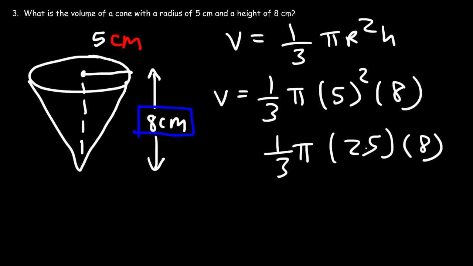And what is 25 times 8? So if you had 8 quarters, how much money do you have? 8 quarters is basically $2.